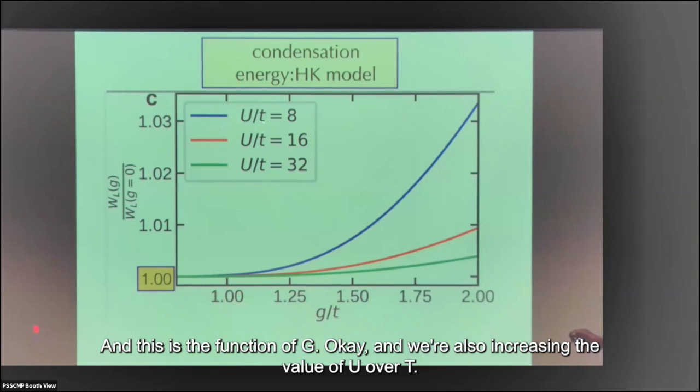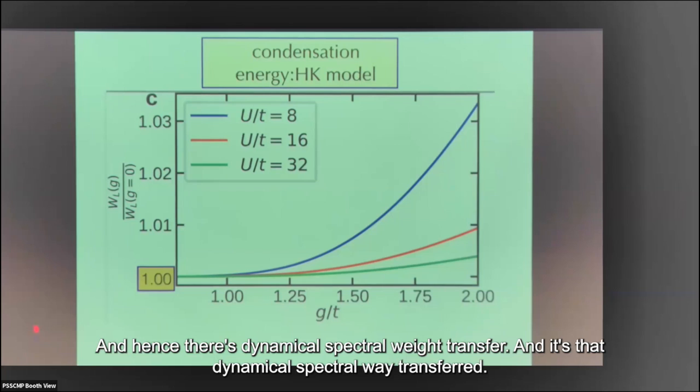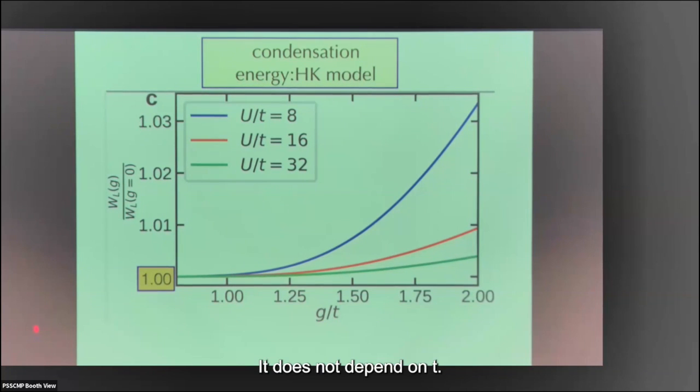We're also increasing the value of U over T, so each of these is becoming smaller as you increase U over T. And when you include the pairing interaction, the nice commutativity that is present in the HK model between the kinetic and the potential term is lost. And hence there's dynamical spectral weight transfer. And it's that dynamical spectral weight transfer that's giving rise to this mixing between the upper and the lower bands. In strictly the HK model, there's only a static spectral weight transfer. It does not depend on T.